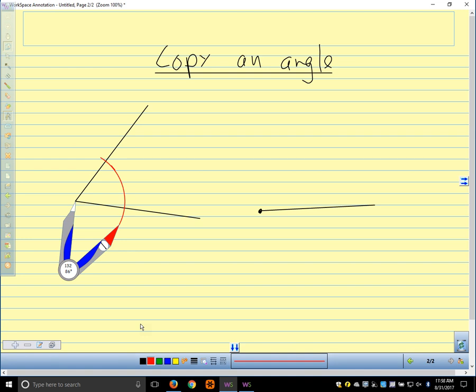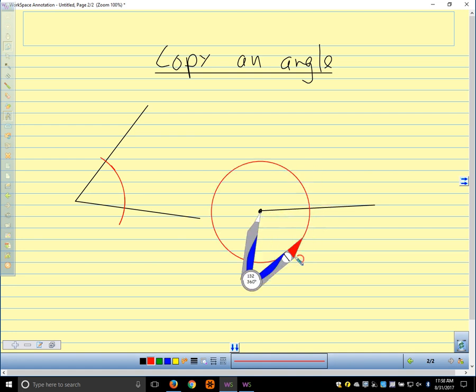Now, without changing the compass, I'm going to move it over to the ray where I want to copy my angle, and draw the same arc. Sometimes this automatically draws a circle. You don't have to draw a circle. You just need an arc.